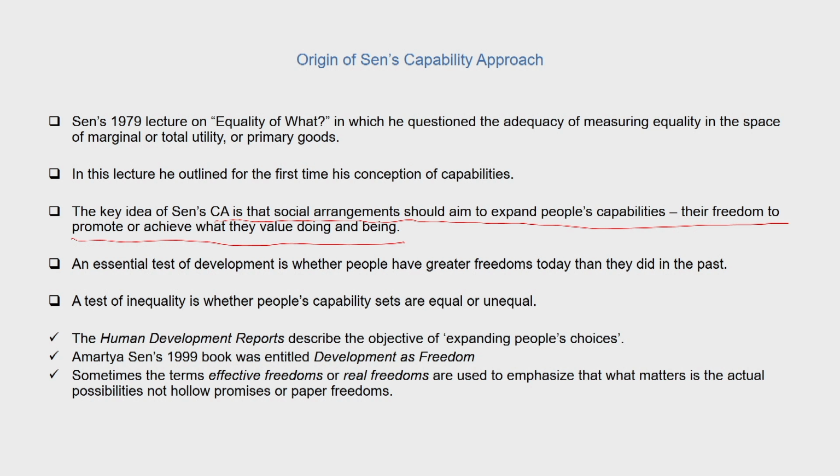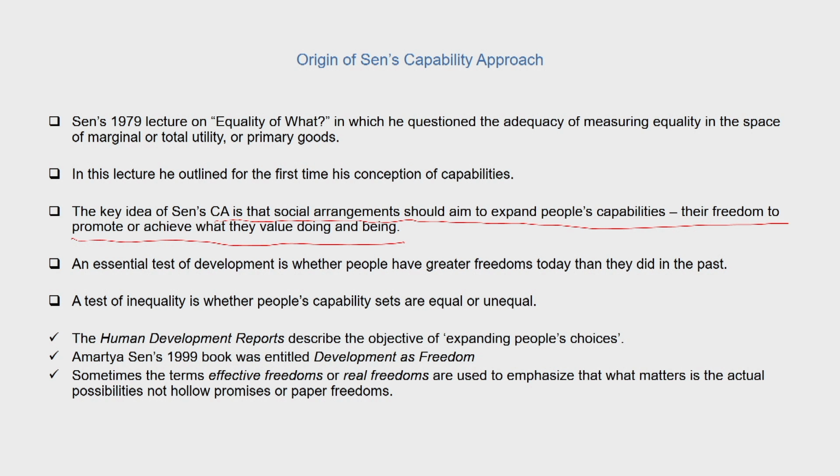An essential test of development, which Sen often urges scholars in the academic debate on growth and development to apply, is to ask whether people have greater freedoms today than they did in the past. And a test of inequality is whether people's capability sets are equal or unequal. These are some of the questions people need to ask to be able to judge the capability set of an individual.